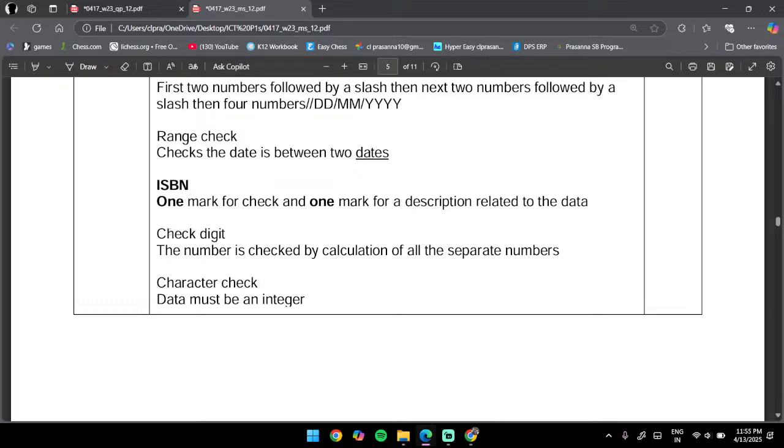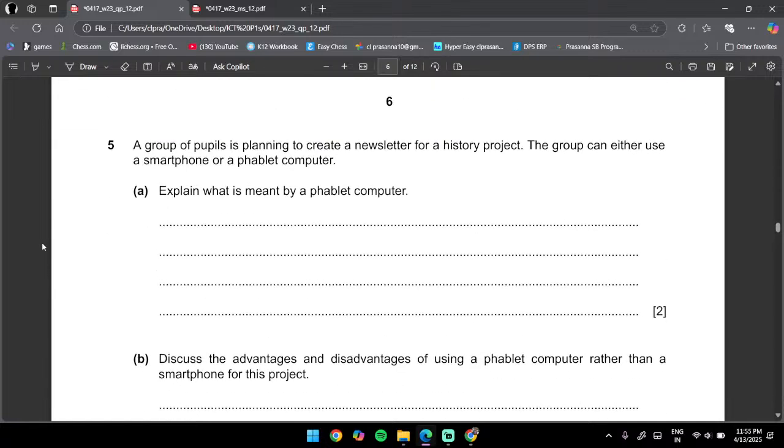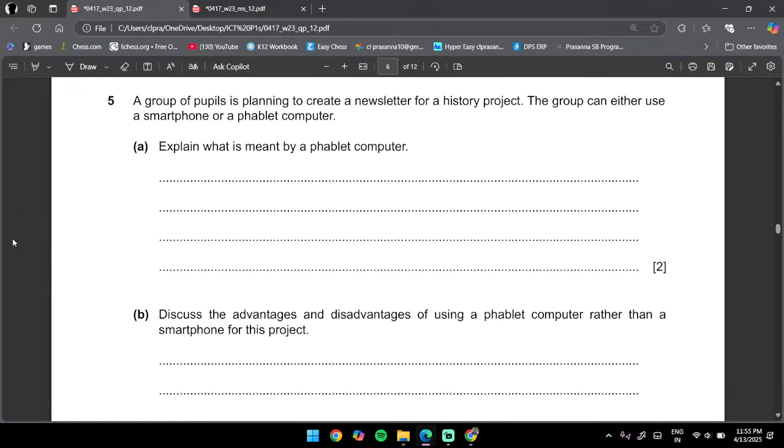So the date is between two dates and the format, yeah, so it should be like this. ISBN, okay. So check digit, the number is checked by calculation of all the separate numbers. Character check, data must be an integer, exactly. This was quite an easy one. Okay, now comes the comparison between the types of computers.